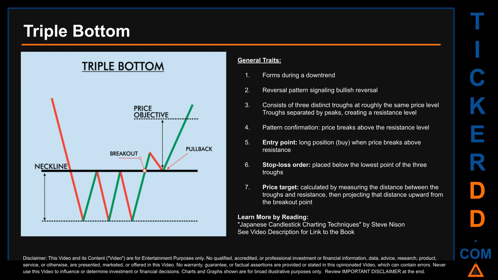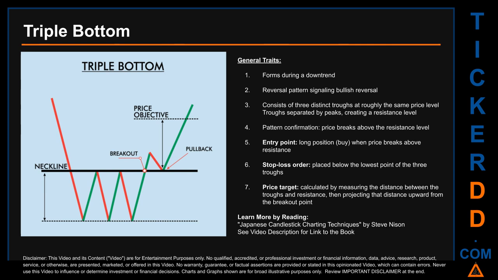First bottom. The price declines to a low point and then rebounds, forming the first bottom or trough. Second bottom. The price declines again, reaching a low point approximately at the same level as the first bottom, and then rebounds. Third bottom. The price declines for the third time, reaching another low point at a similar level to the previous bottoms, and then rebounds.